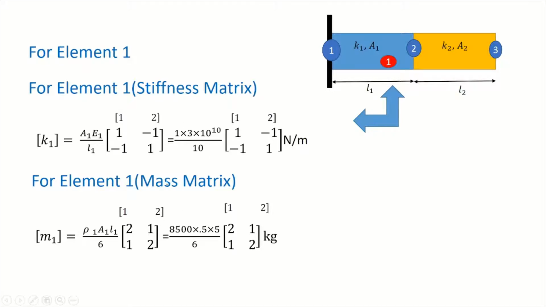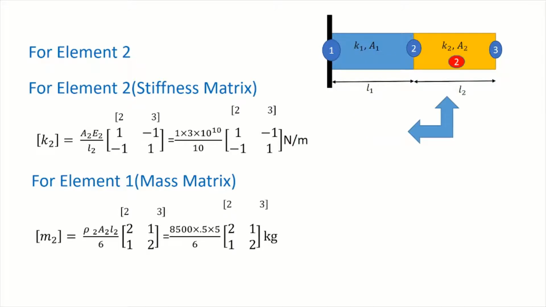Now we consider element 1. This is our element 1 for the stiffness matrix. The stiffness matrix is the same for everything; the extra term is the mass matrix here, so you have to remember the formula. K1 is equal to A1 E1 by L1 times the bracket [1 -1; -1 1]. You have to remember this, and we have just substituted the values for the element stiffness matrix. Similarly, we will substitute for the mass matrix. So for element 1 we have calculated.